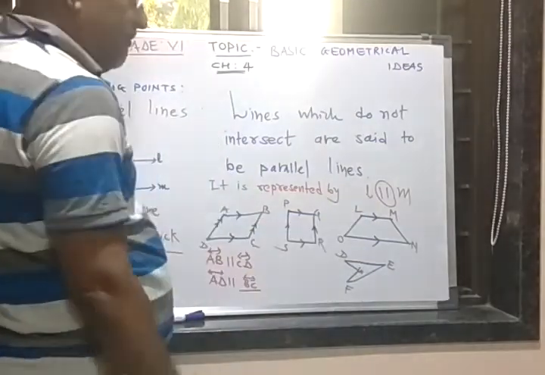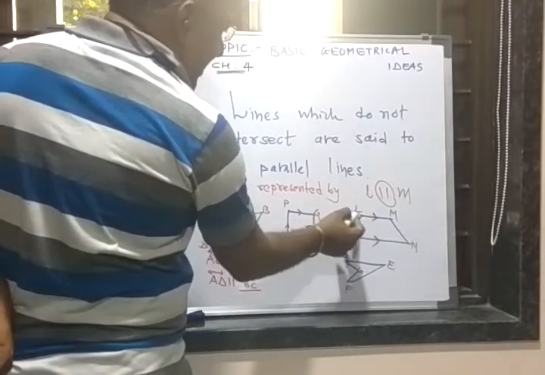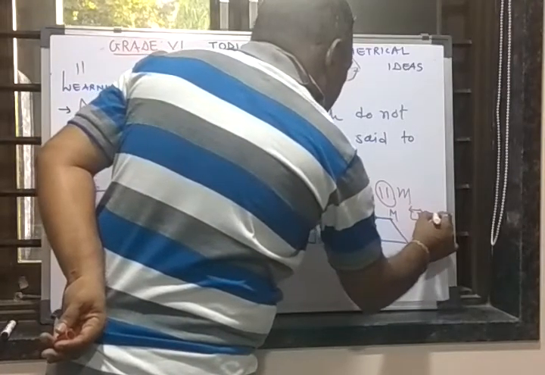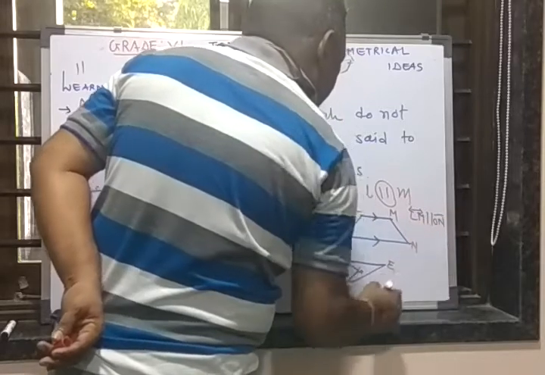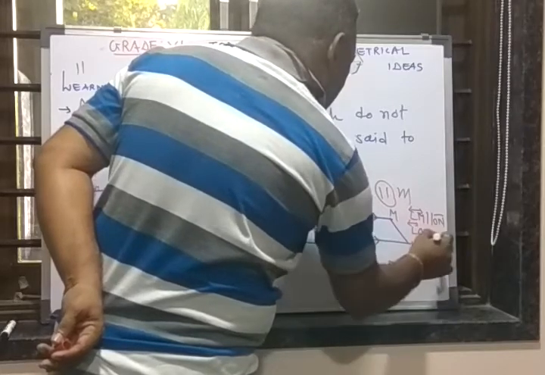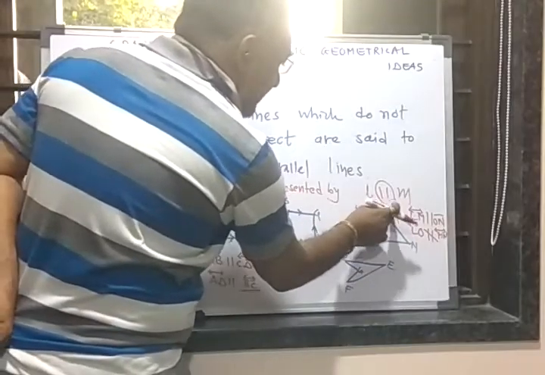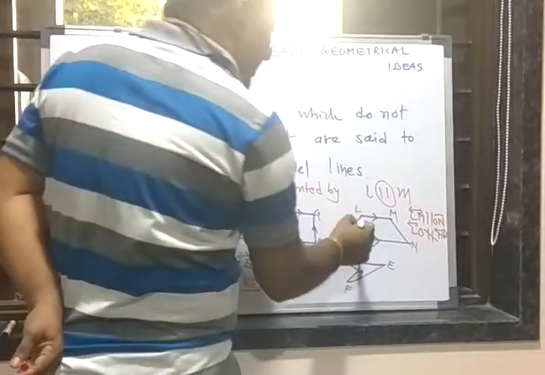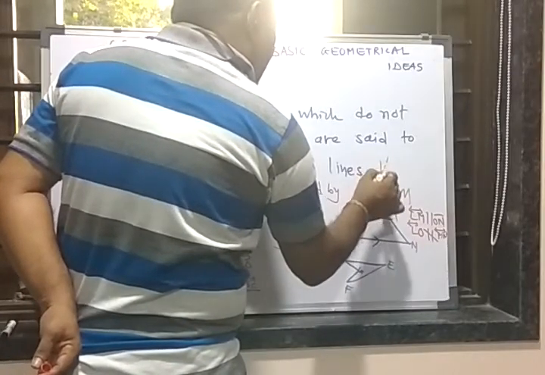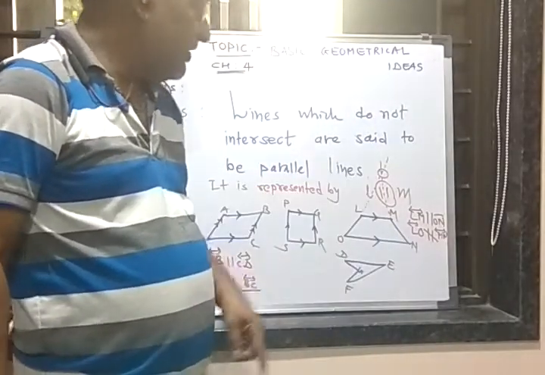This is a trapezium shape. You see here only one pair is parallel. These and these. Line LM is parallel to line ON. But line LO is not parallel to line MN. You see, when extended, they will be intersecting over here.